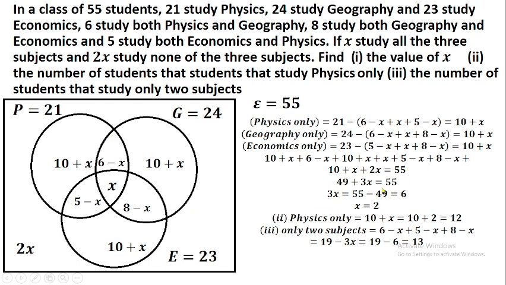Then if you simplify that, you have 10 plus 6 plus 10 plus 5 plus 8 plus 10, that will give us 49. Then s minus s gives us 0, x plus x gives 2x, minus x minus s, that will give us 0. Then x plus 2x will give us 3x, equals 55. Collect like terms: we have 3x equals 55 minus 49, that will give us 6. Divide both sides by 3, that will give us 2. Our x is 2.